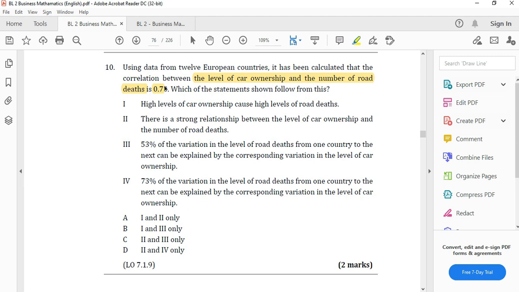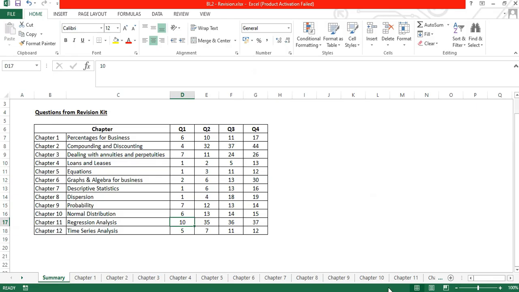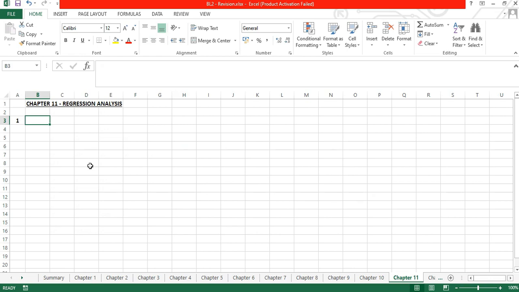So first of all, we should reflect on what correlation is. You must have learned correlation is the letter R, representing the relationship between two or more variables. Actually, mainly two variables.